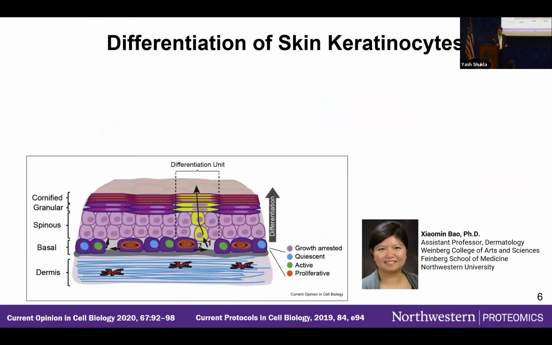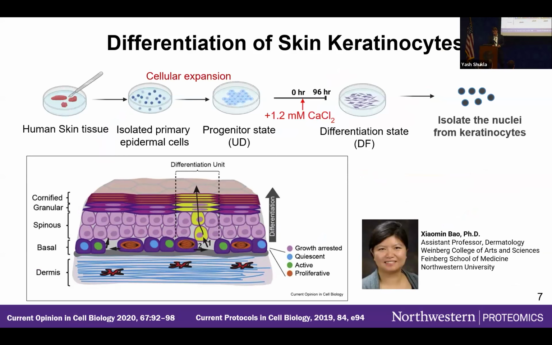So we'll now couple this technology with the differentiation of skin keratinocytes. We have a really wonderful collaborator in the dermatology department, Northwestern University, Xiaomin Bao. What she'll do is take discarded human skin tissue, isolate primary epidermal cells. I'll find that when she plates this, only the undifferentiated or progenitor states stick to the plate. And then to induce differentiation, it's kind of what we see here through the epidermis up until finally the cells are then shed. And she'll do this with calcium chloride over the course of 4 days.